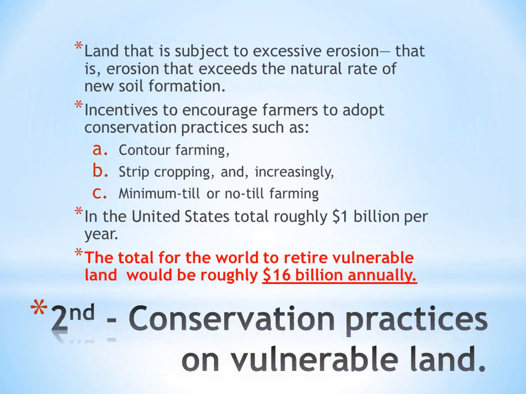Second, conservation practices on vulnerable land that is subject to excessive erosion, that is, erosion that exceeds the natural rate of new soil formation. Incentives to encourage farmers to adopt conservation practices such as contour farming, strip cropping, and, increasingly, minimum till or no-till farming in the United States total roughly $1 billion per year. The total for the world, to retire vulnerable land, would be roughly $16 billion annually.